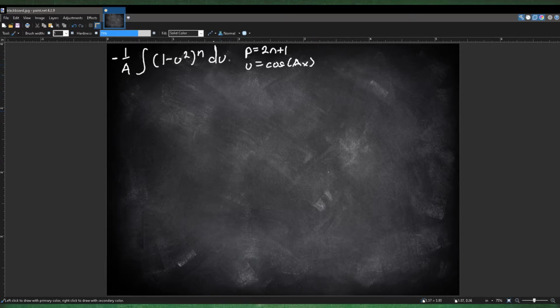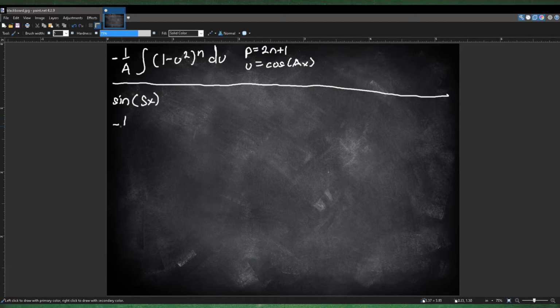So let's do some integration. Let's start off with something simple. Let's integrate sine of, let's say, 5x. So our power is 1, this is just power 1. If our power is 1, using this formula, that means our n has to be 0. Okay, so we have 1 over a integral. If n is 0, then this is just going to be 1.